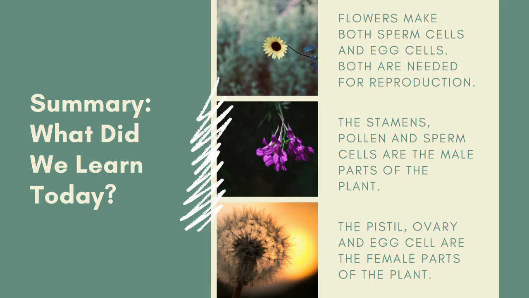Okay, so let's now summarize what we said today in this lesson. We said that the flowers make both sperm cells and egg cells that are needed for reproduction. The stamens, pollen, and sperm cells are the male parts of the plant. The pistil, ovary, and egg cell are the female parts of the plant.